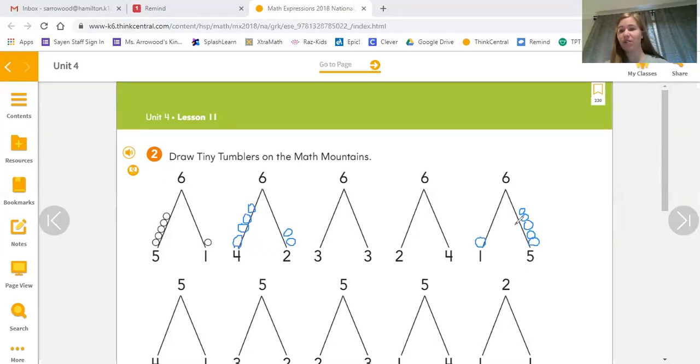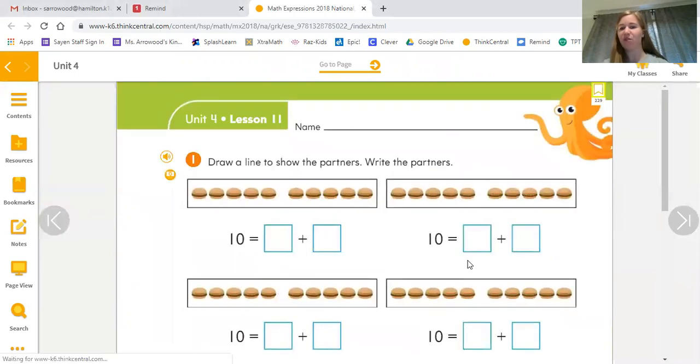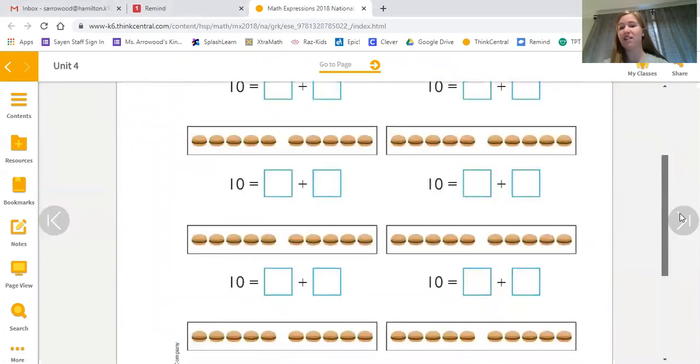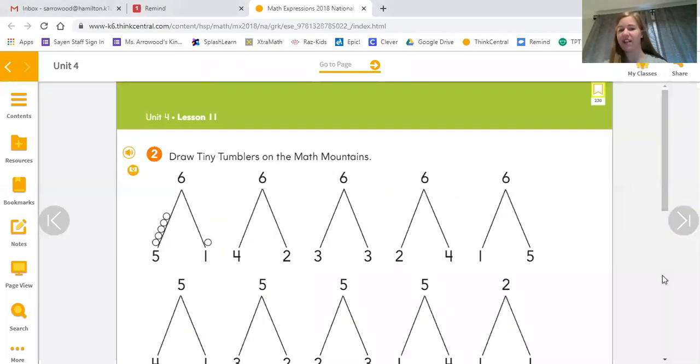Okay, so that's what you're going to do for the whole back of your math page, draw your tiny tumblers on your math mountain. Okay, and if I look down at the bottom, remember I said you don't have to do the check your understanding, but if you want, it says draw as many 10 partners as you can. So if you want, you're going to think of all the different ways you can make partners of 10. So you can use the front of your page to help you. How many different ways did you make your partners of 10?